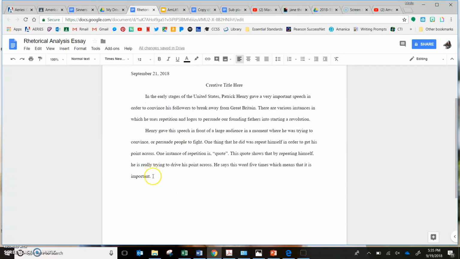You would do that 3 more times. Then you would say, Henry also uses logos, and you would write another paragraph. Your whole thing needs to be 5 paragraphs long. It needs to have an introduction, a conclusion, and 3 paragraphs in the middle, and there are no excuses for not even trying to start this. Please turn in what you have before you leave on Friday, and I'll see you on Monday.